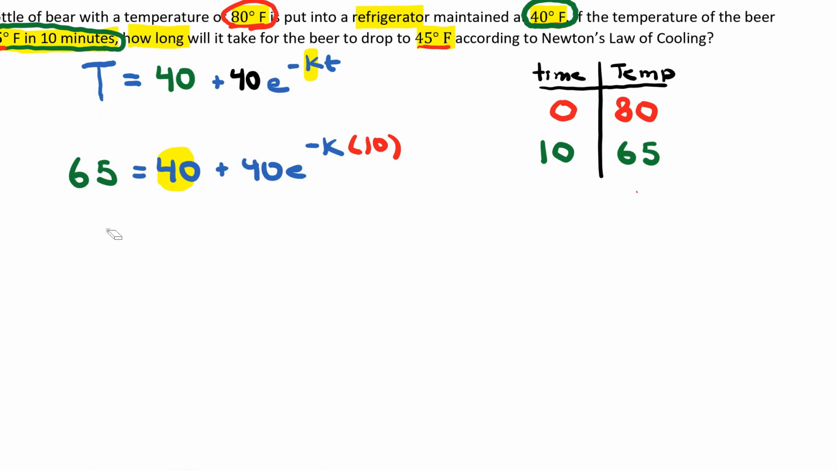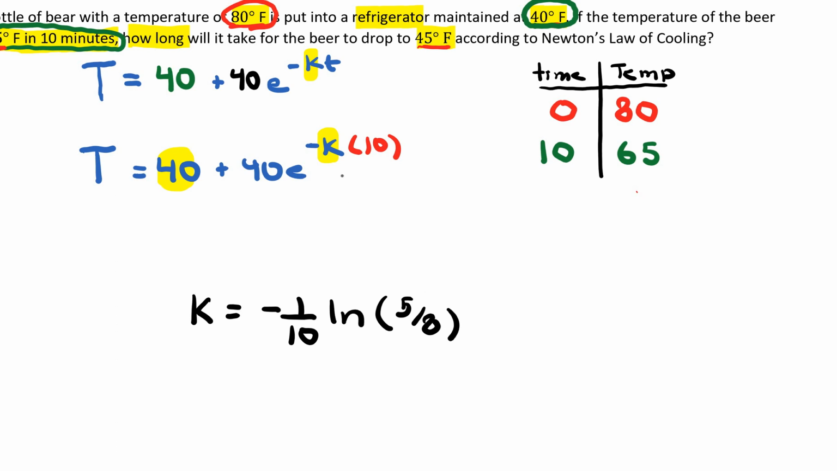And let me just write this as the capital T here. And what we're going to do is this k right here, we're going to replace that with what we just discovered: k was negative 1 over 10 ln 5 over 8, right? So we're going to replace k with that. If I do that, you'll notice the minus sign here and that minus sign there cancel off, giving us a positive expression now.